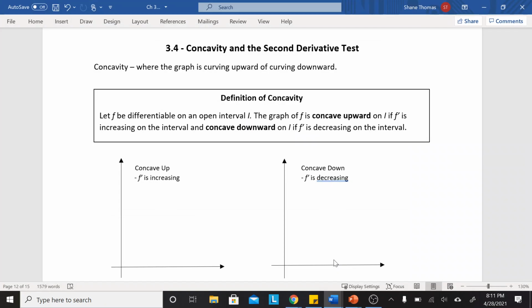Alright, so today we're going to look at 3.4. 3.4 is on concavity and the second derivative test. So first off, what is concavity? Concavity is where the graph is curving upward or curving downward.